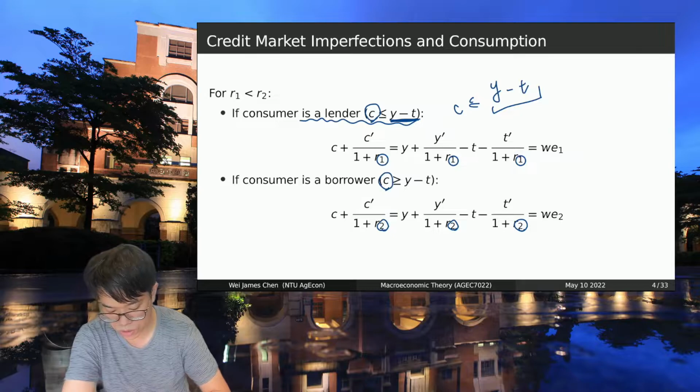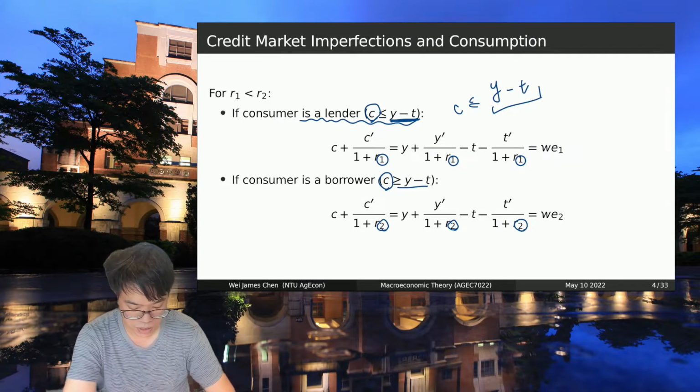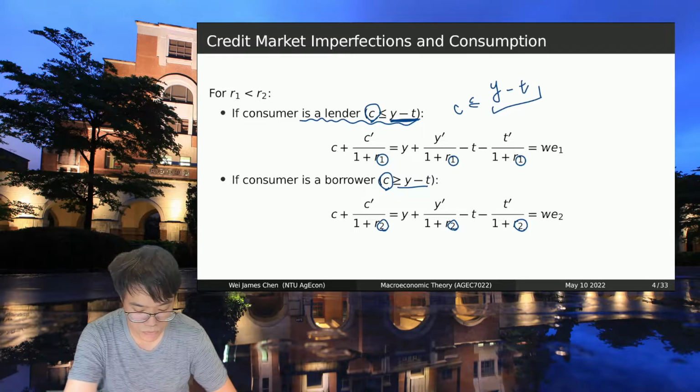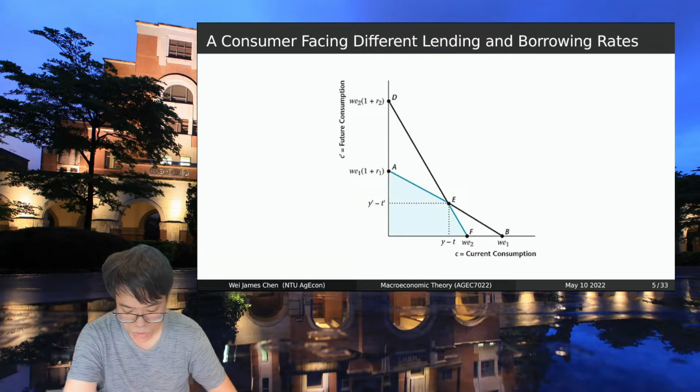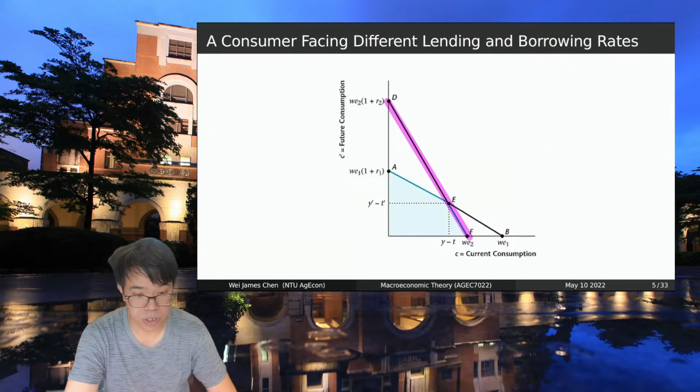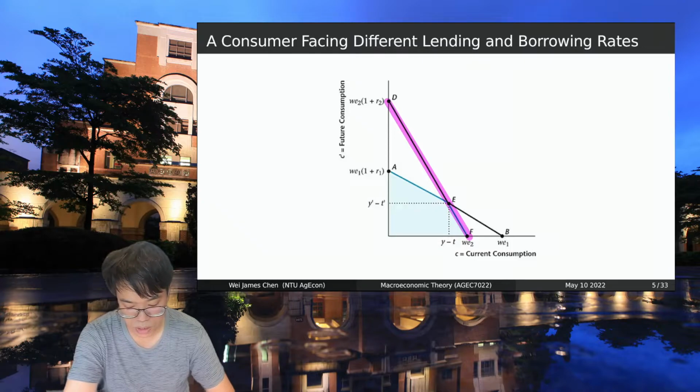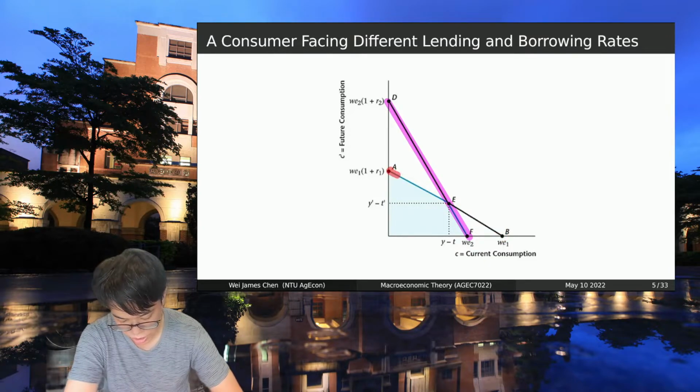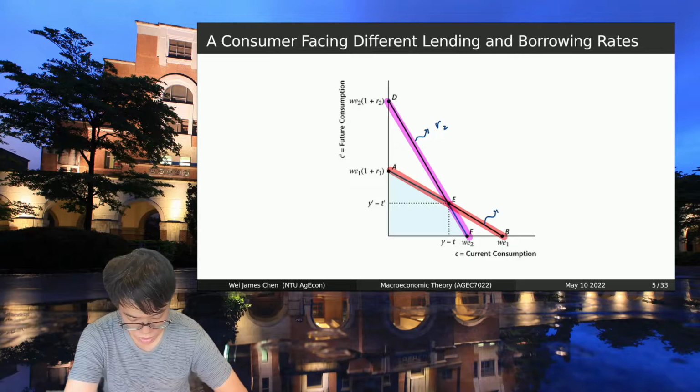And the other case is when your C is greater than Y minus T. Graphically, what does that look like? The way to do this is you can imagine that there are two lines. This line is exactly the same budget constraint that we had last week with the interest rate R2. And this line is also exactly the same budget constraint from last week, except that the rate is R1, whereas this one was R2.